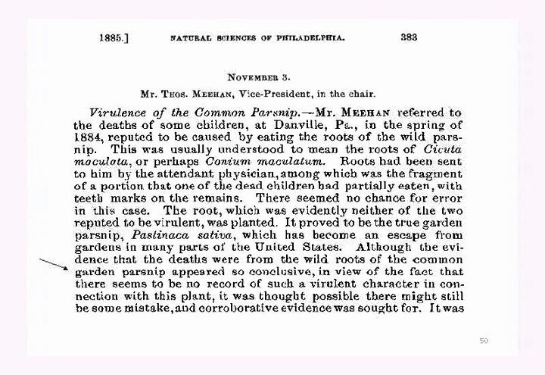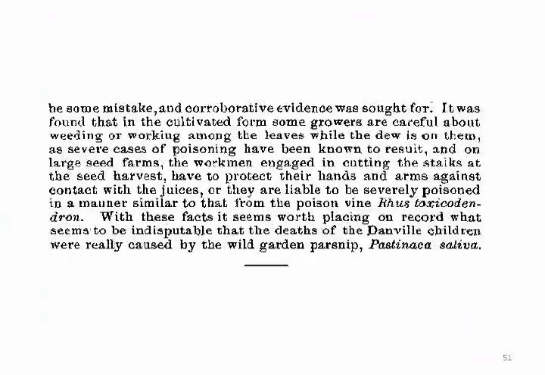People thought it must be the other poisonous plants in the family, like poison hemlock or water hemlock. But the roots had been preserved with teeth marks. There was no chance for error. The root, which was neither of the two reportedly virulent plants, was planted, and it was the true garden parsnip, Pastinaca sativa, which has become an escape from gardens in many parts of the U.S. Although the evidence that the deaths were from wild roots of the common garden parsnip appeared so conclusive, in view of the fact that there seems to be no record of such a virulent character in connection with this plant, it was thought possible there might be still some mistake, and corroborative evidence was sought.